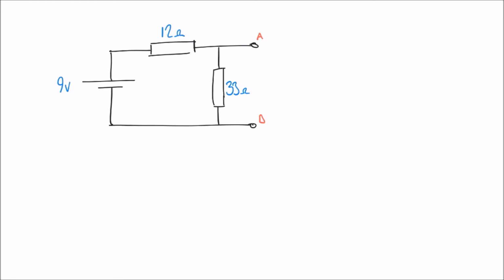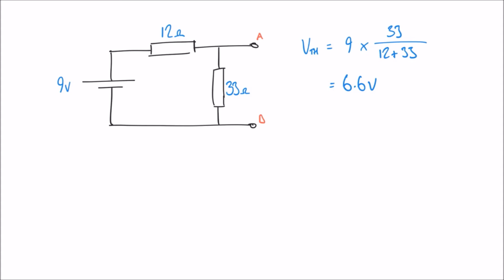And so what we have here is a simple potential divider. If we're measuring the voltage across A and B, we're actually measuring the voltage across the 33 ohm resistor. And so we can express this by saying that the Thevenin voltage VTH is equal to our supply, 9, multiplied by a fraction. We're going to put 33 on the top, because that's the resistor that we're measuring across, and then both resistors added together on the bottom, 12 plus 33. And that gives me a Thevenin voltage of 6.6 volts.